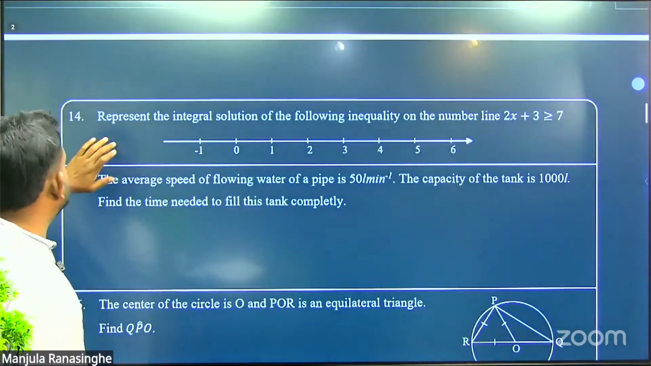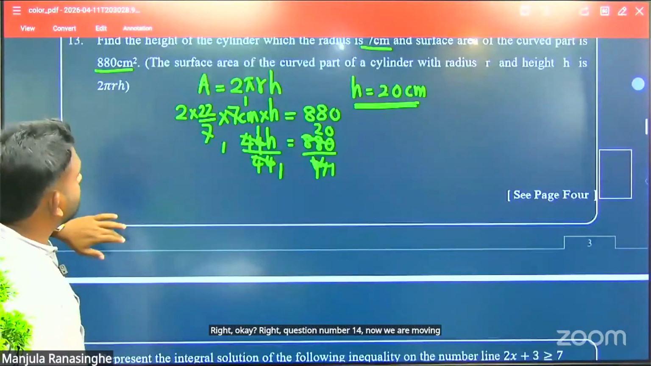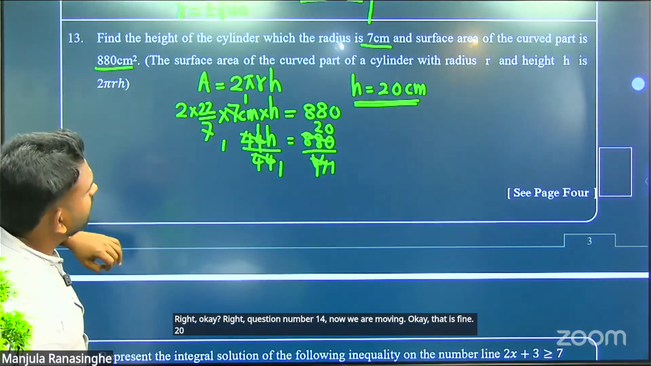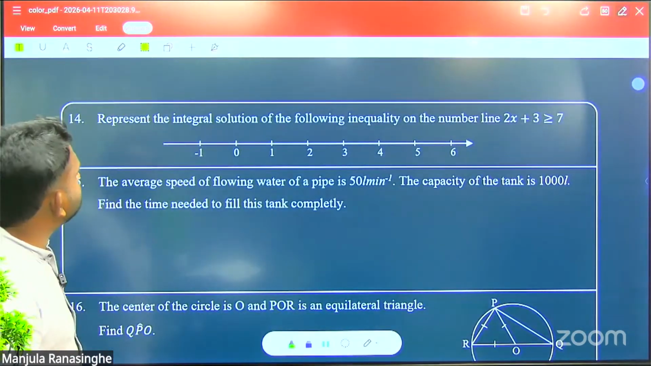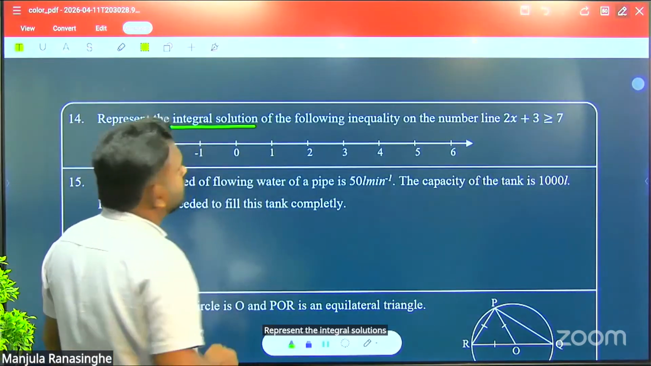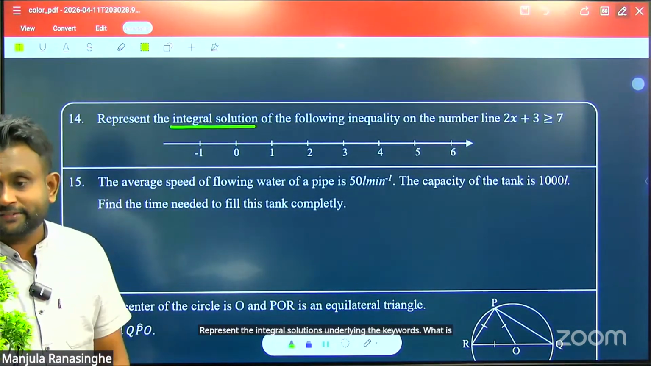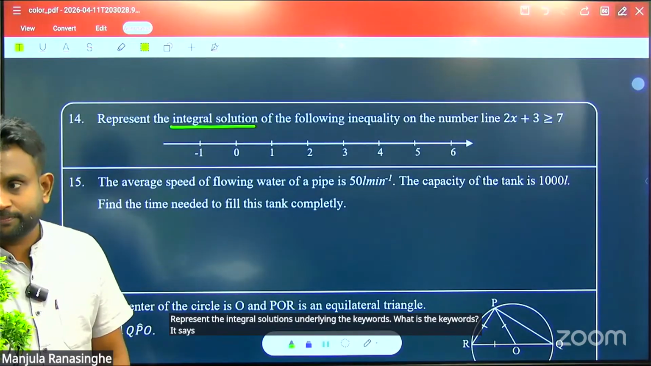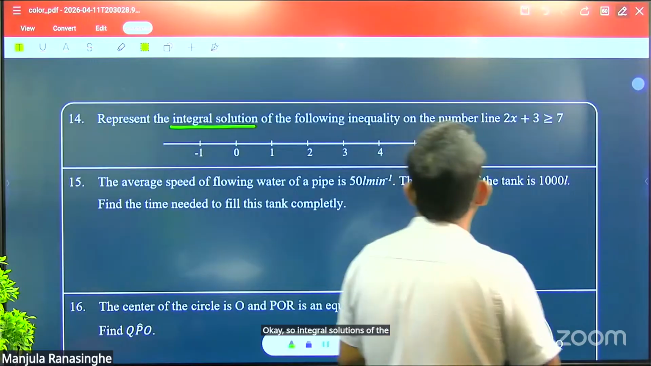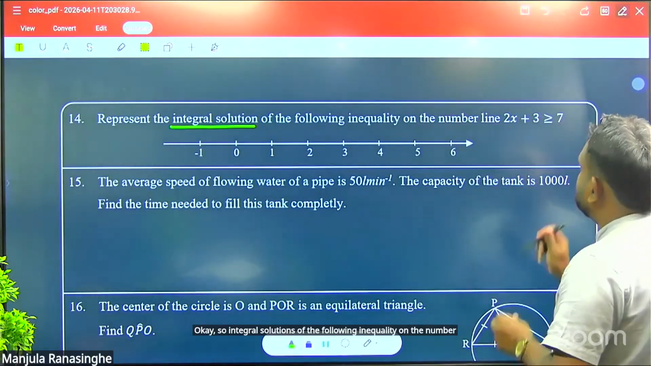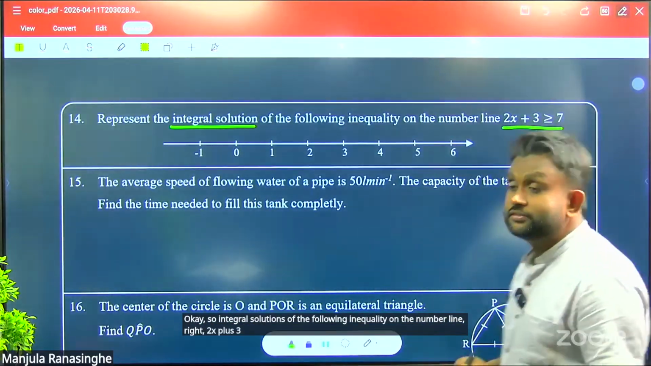Right, question number 14. Now we are moving. Okay, that is fine, 20 centimeters. Represent the integral solutions. Underline keywords. What are the keywords? It says integral solutions. Represent the integral solutions of the following inequality on the number line: 2x plus 3 greater than or equal to 7.